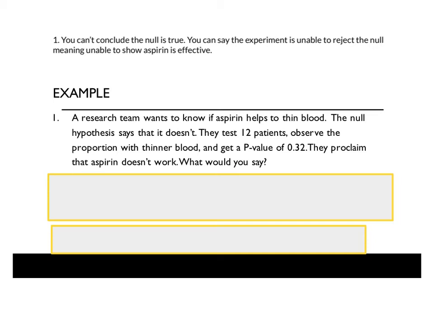So for our answer here, if we have a p-value of 0.32, and they proclaim that aspirin doesn't work, what we say is that we just can't conclude the null is true. You can say the experiment is unable to reject the null, meaning we are unable to show that the aspirin is effective. Let's look at number 2.